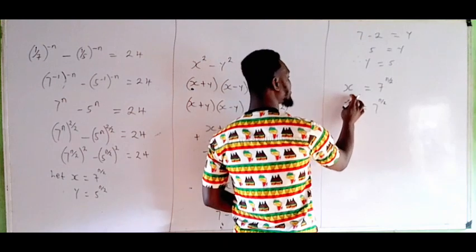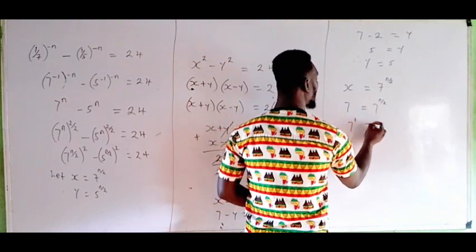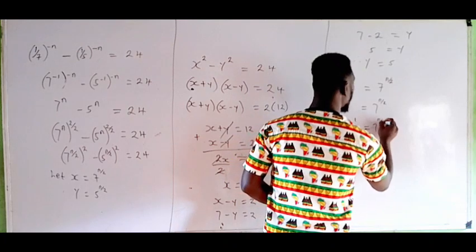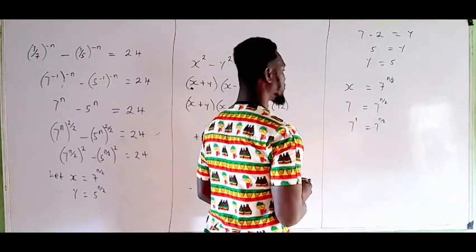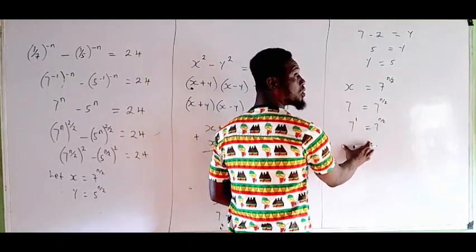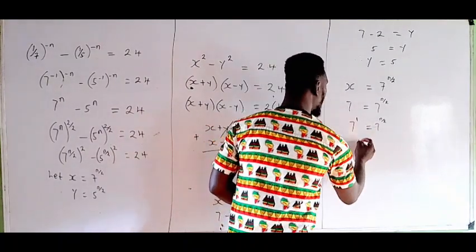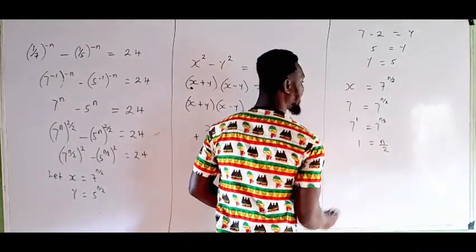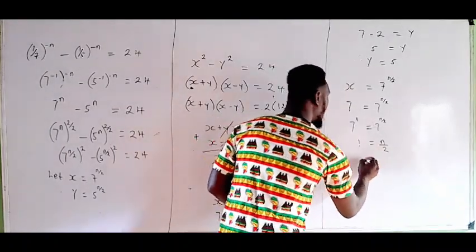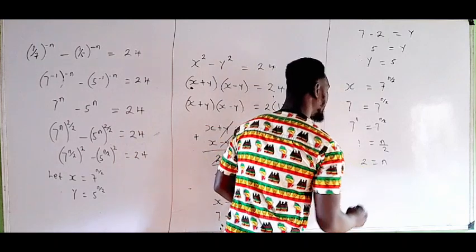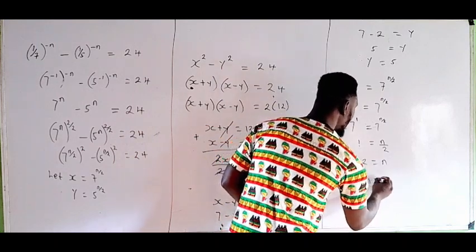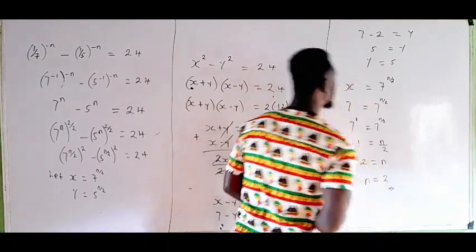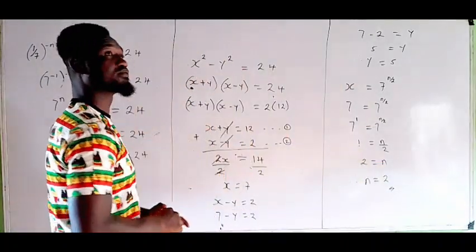Since x is equals to 7, we have 7 is equals to 7 raised power n over 2, right? But this is the same thing as 7 raised power 1 equals to 7 raised power n over 2. Okay, so the bases are equal, so we can equate the powers. So 1 is equals to n over 2. When you cross multiply, 2 will come and multiply 1. So that's 2 is equals to n, right? Therefore, n is equals to 2. Very simple. Okay, that's very good.